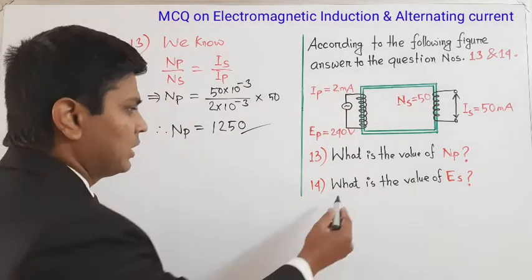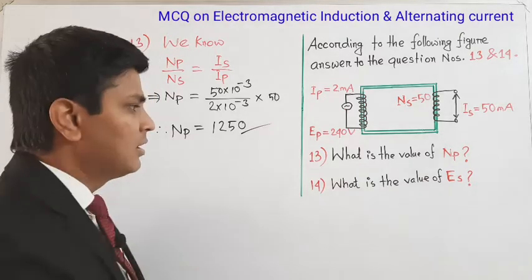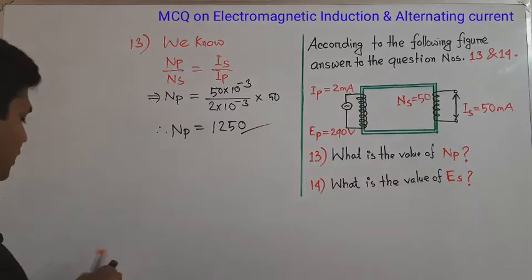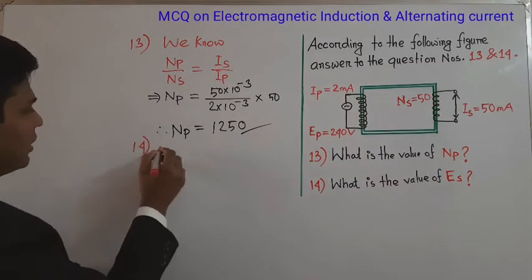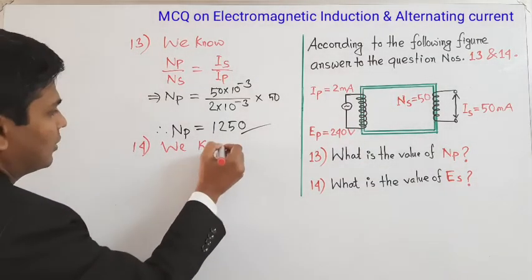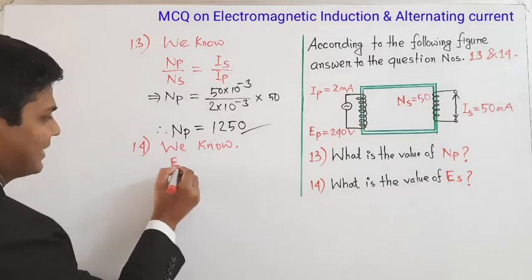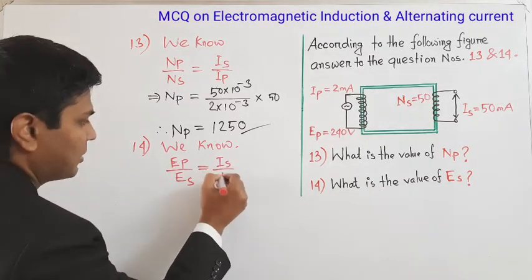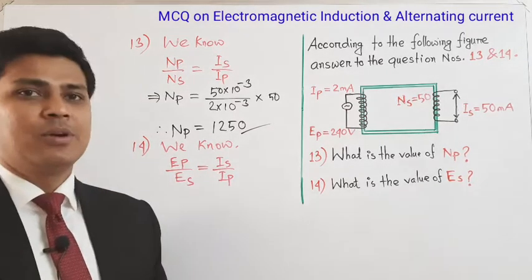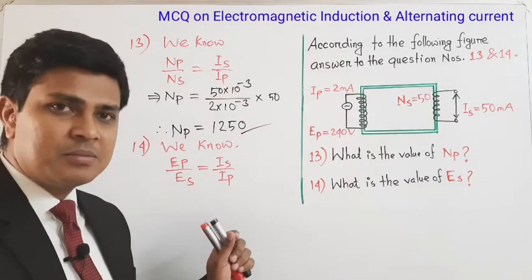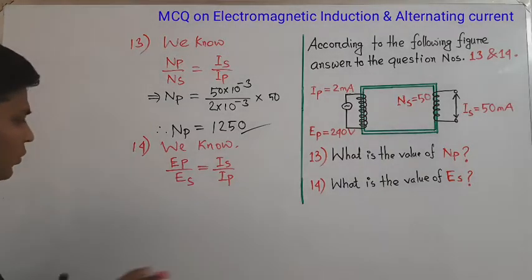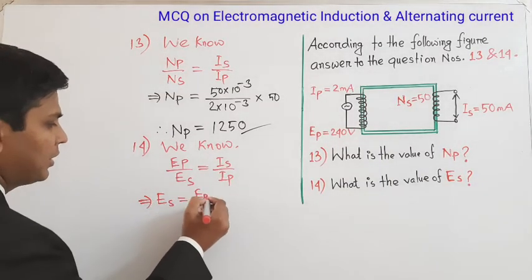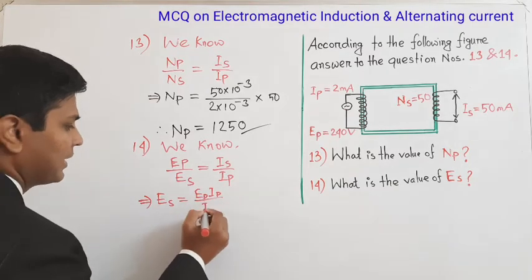Now question number 14. The question is, what is the value of ES? Here the primary coil voltage EP is given as 220 volt. So let's solve question 14. We know the formula relating voltage and number of turns: EP divided by ES equals IS divided by IP. Now if you want to calculate the value of ES, that is the voltage of the secondary coil, then we can write ES equals EP into IP divided by IS.